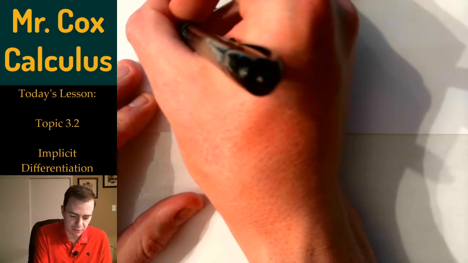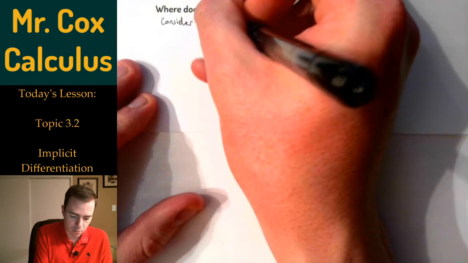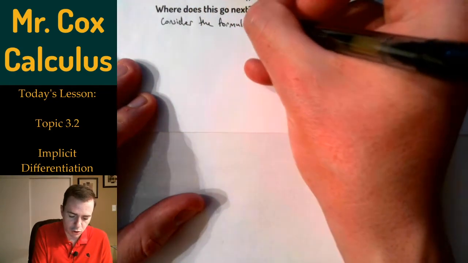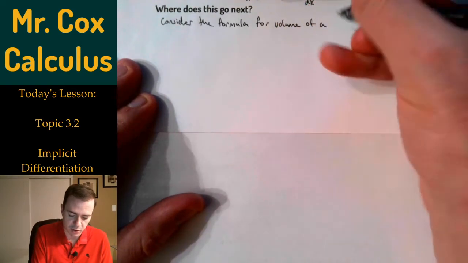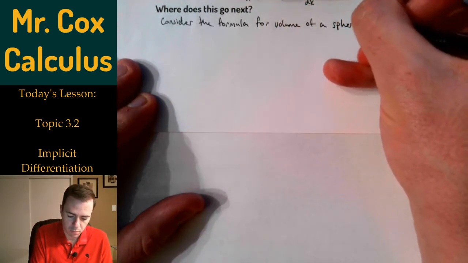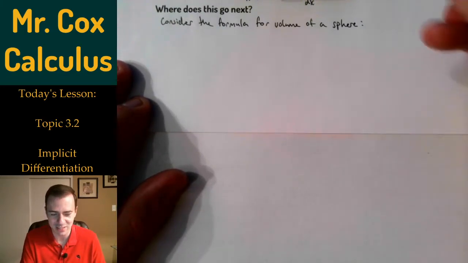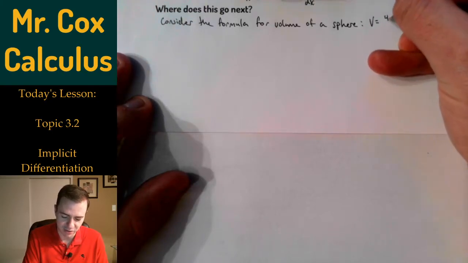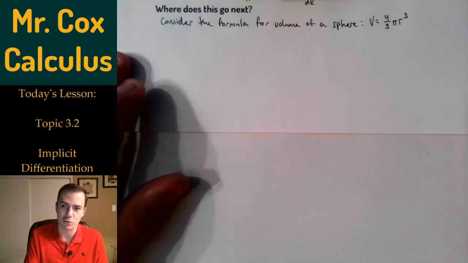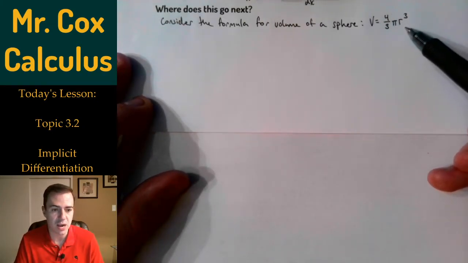Let's consider the formula for the volume of a sphere. And in case you don't remember from the couple of years that have passed since you took geometry, the volume of a sphere is expressed as the volume equals 4/3 pi r cubed. And this formula relates the volume of a sphere to its radius.